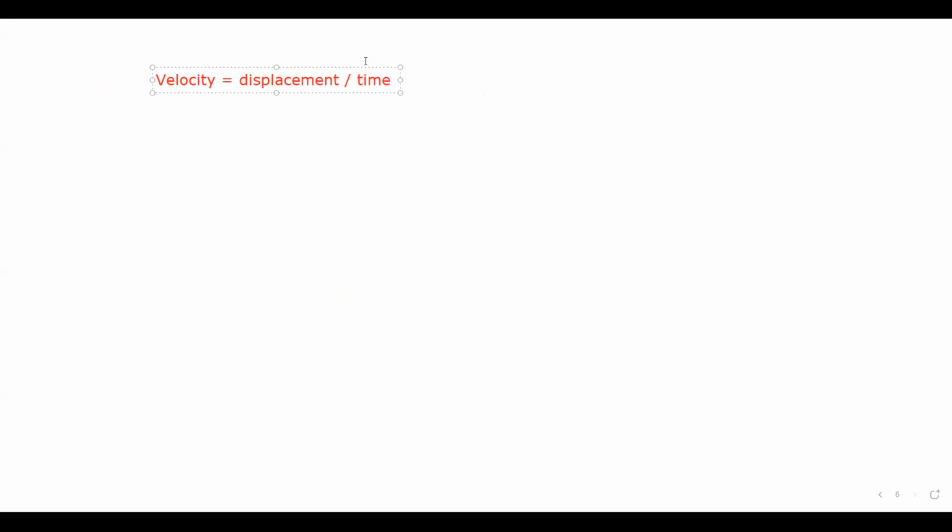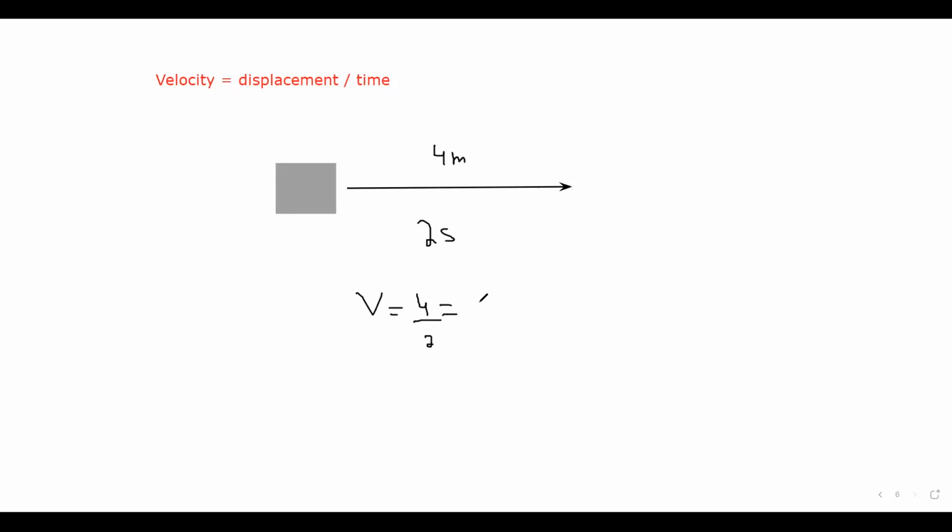Like an object travels a certain distance, moving from one place to another. Example, the object travels 4 meters and it took 2 seconds. So what is the velocity? Velocity is equal to distance traveled in a unit time. So 4 divided by 2 is equal to 2 meters per second. That's called velocity.